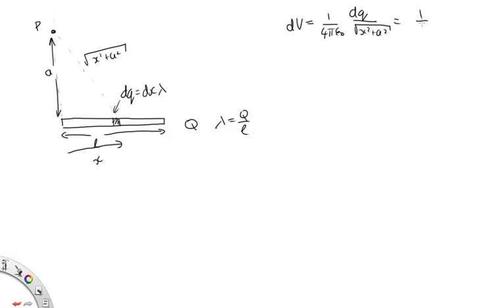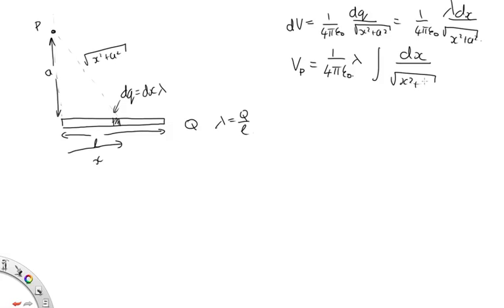And so we can write this as 1 over 4 pi epsilon naught lambda dx over the square root of x squared plus a squared. Now what we need to do is try and get the total electric potential at P, so we'll need to sum up all the contributions. So V at P is equal to, let's pull the common factors out the front, 1 over 4 pi epsilon naught lambda, and then we've got the integral dx over the square root of x squared plus a squared.